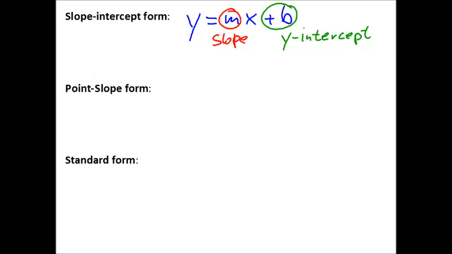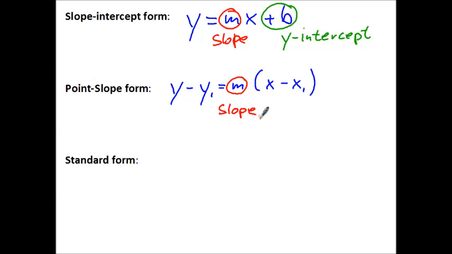Point slope form is very similar to slope intercept form. You may not have seen this before in Algebra 1. y - y1 = m(x - x1). So m is still in here. You can find it right here, and that is the slope.